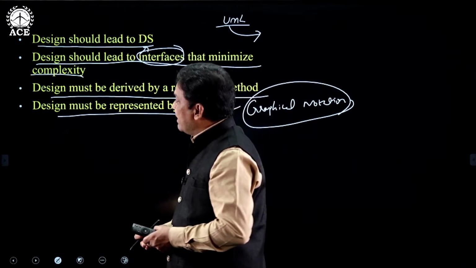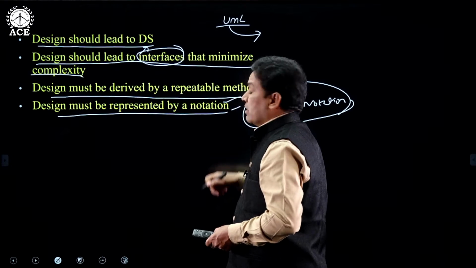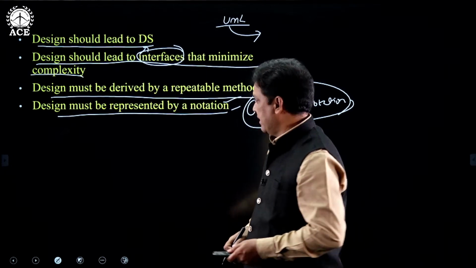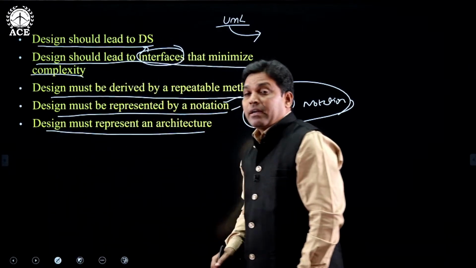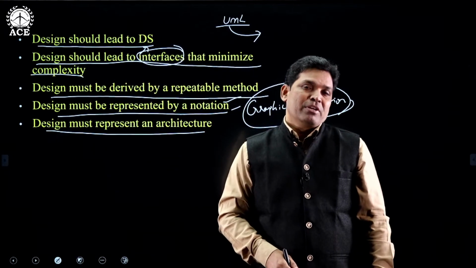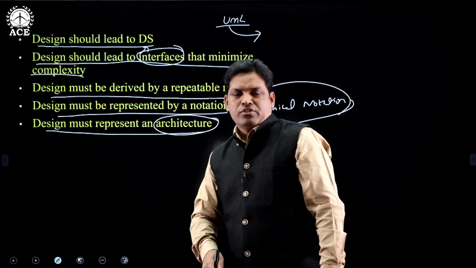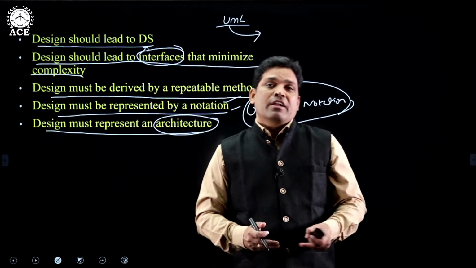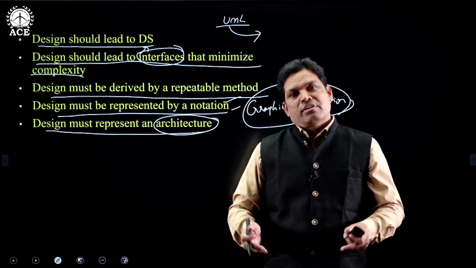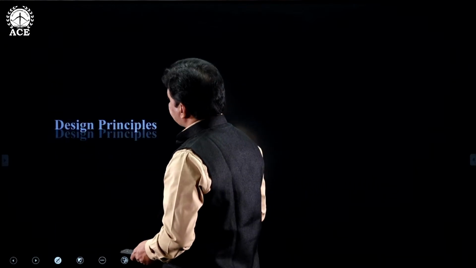That's one of the design guidelines. Design must be represented by a notation, meaning graphical notation. Next, design must represent an architecture. So what is architecture? What does this architecture consist of? Any software architecture is a collection of components and interfaces among components. That is the importance of architecture.